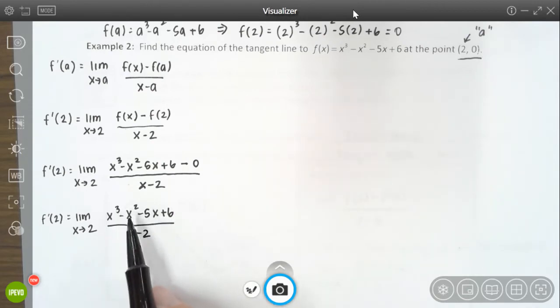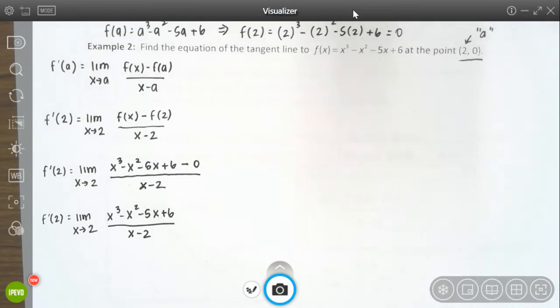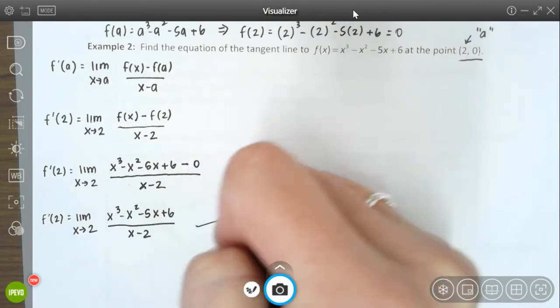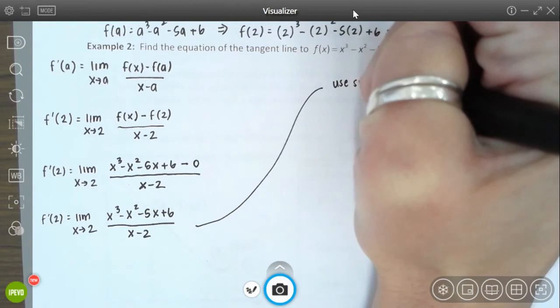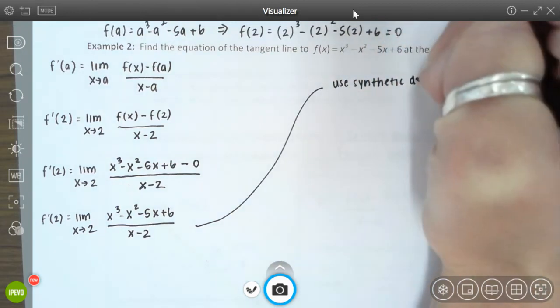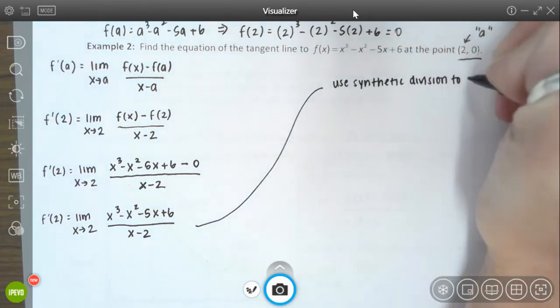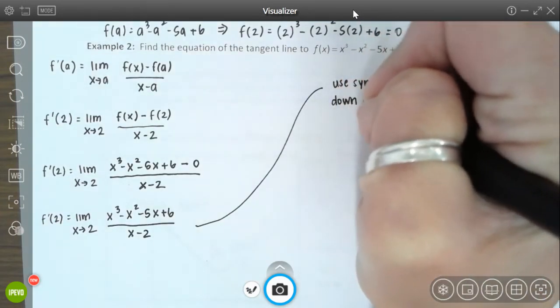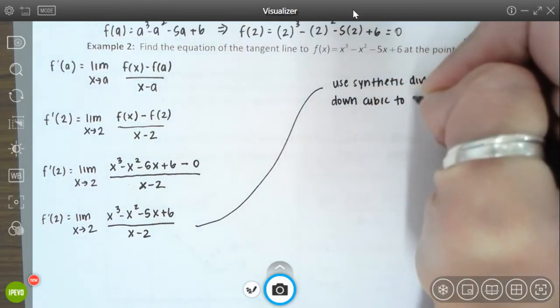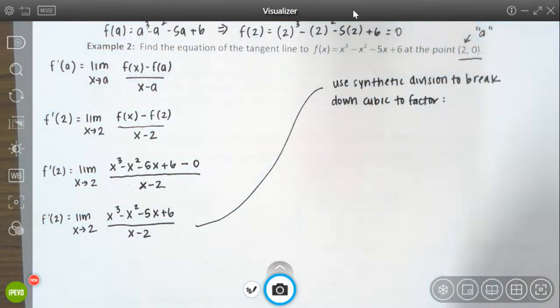This time that's not going to work for us. We're not going to end up getting anything that's in common between the first 2 terms and the last 2 terms. So my other option is to break down this polynomial using synthetic division. So I'm going to use synthetic division to break down my cubic, and then hopefully we'll get something that will be able to factor and simplify this fraction a little bit.